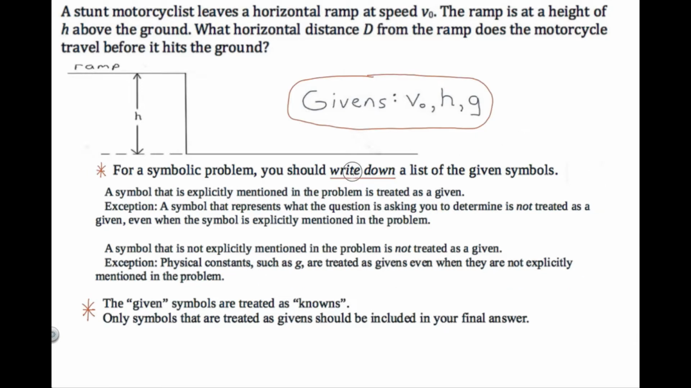Remember to write down your list of given symbols. How will this list be helpful to us? Well, we can treat the given symbols as knowns. So, listing the givens will help us to identify which symbols in our equations stand for knowns and which symbols stand for unknowns. Also, only the symbols that are treated as givens should be included in our final answer.